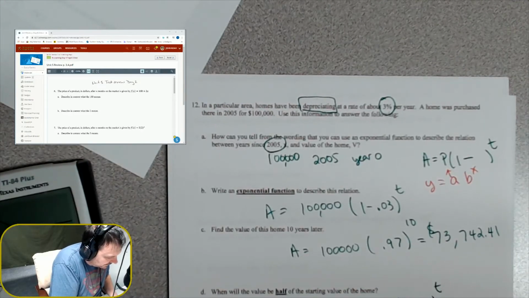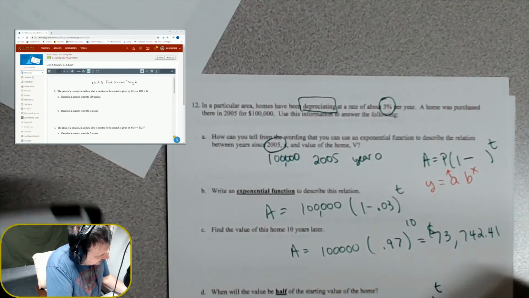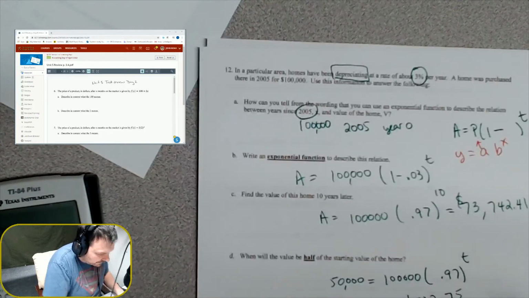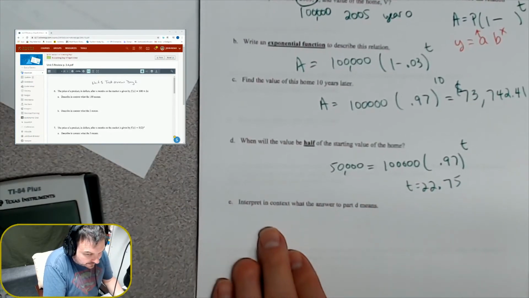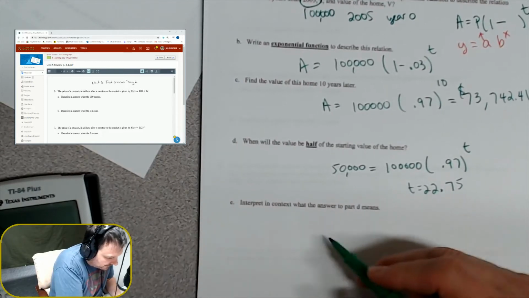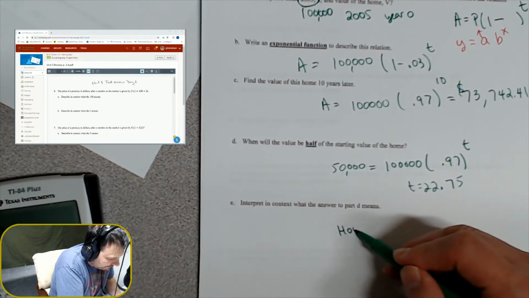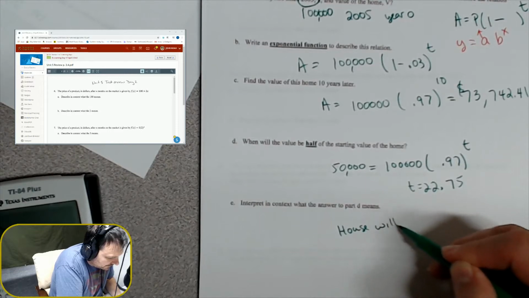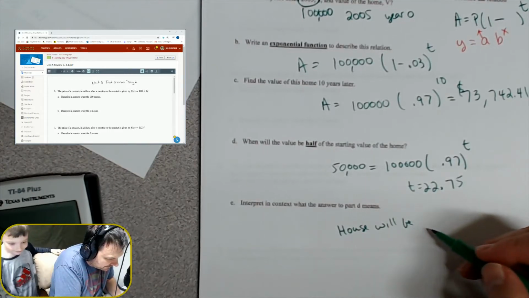And it looks like t was 22.75. Okay, what does that mean? This is the key. This is the key to the problem here. Interpret what that means. Okay? Your house will be half the price you purchased.